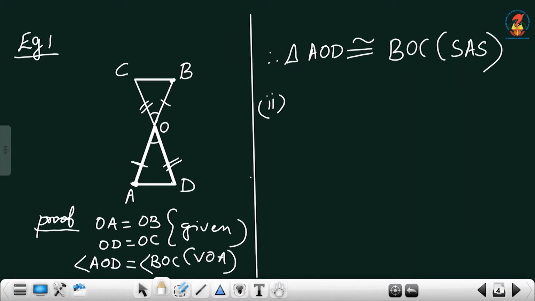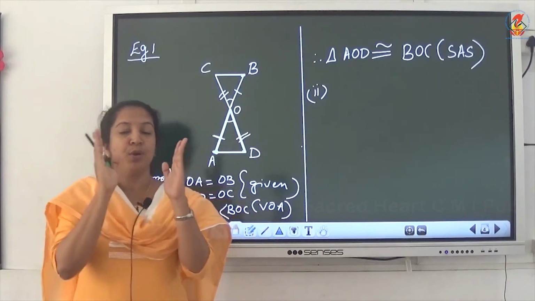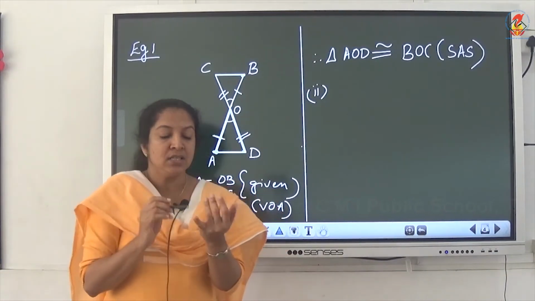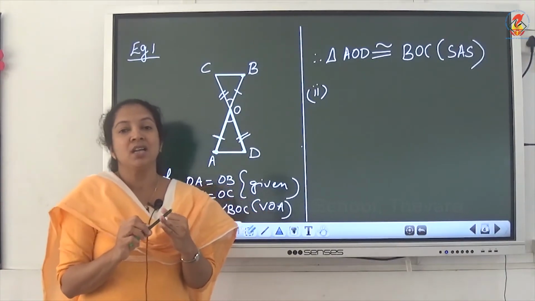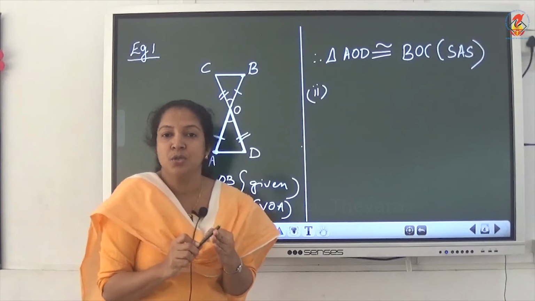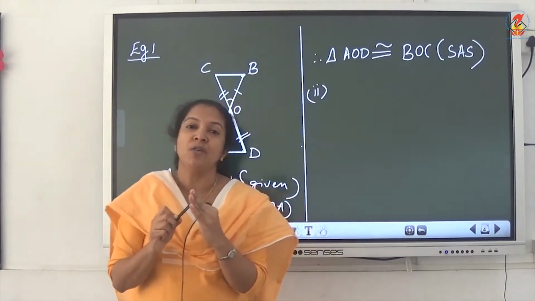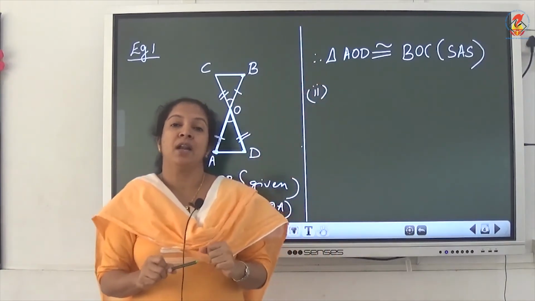To prove two lines are parallel, what are the different conditions you have learned? When a line intersects two parallel lines, their corresponding angles are equal. Alternate interior angles are equal. Interior angles on the same side of the transversal are supplementary. If any one of these conditions is satisfied, we can say both the lines are parallel.